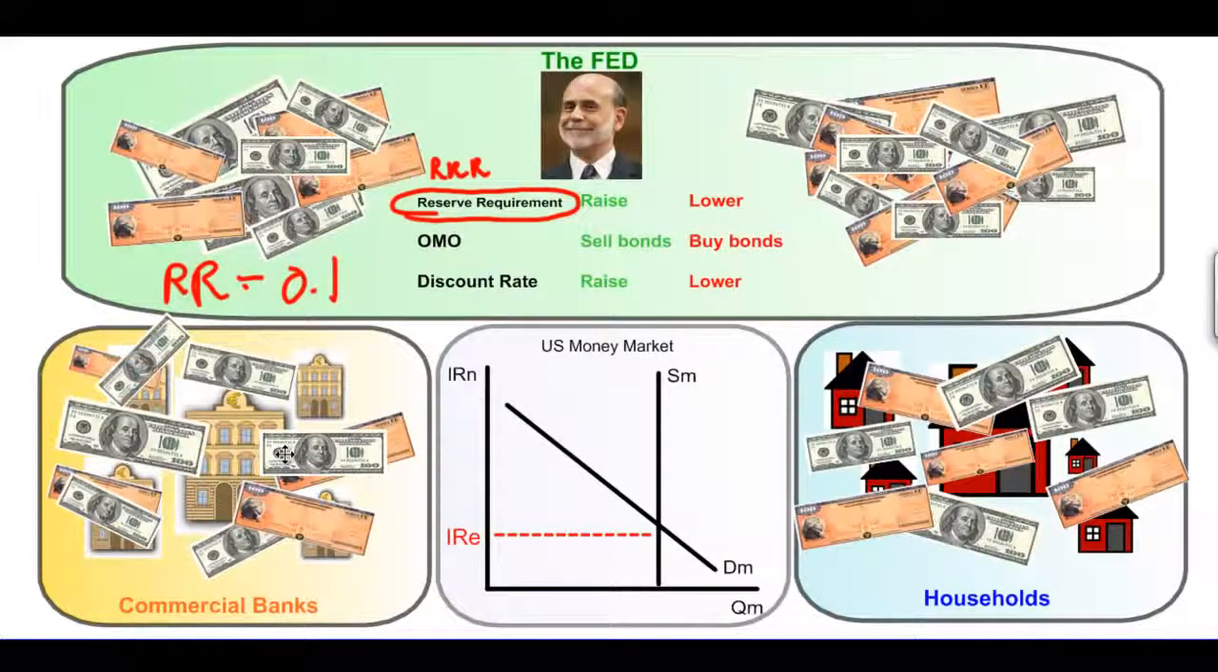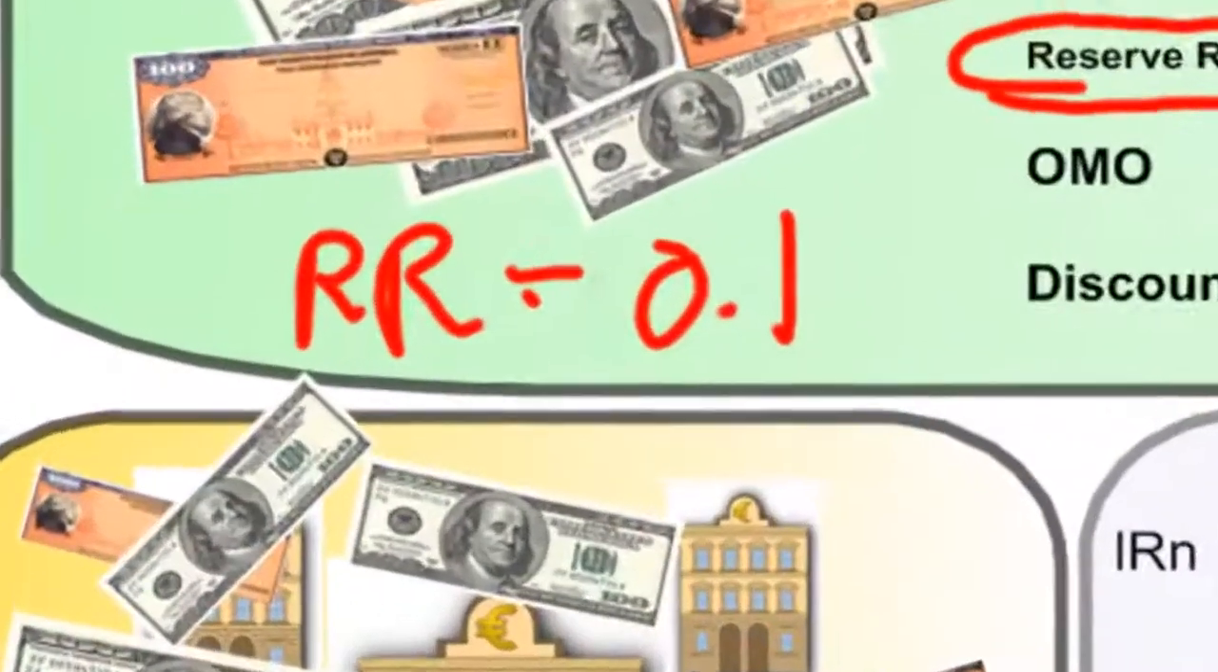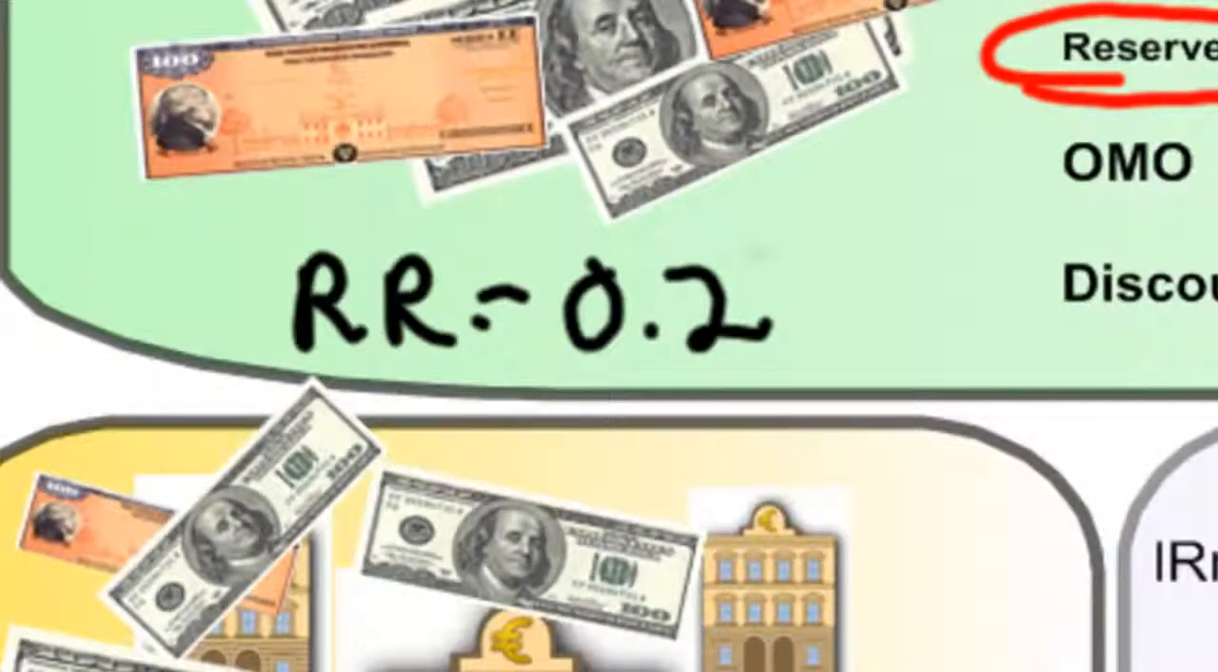Now let's go back to the original reserve requirement of 0.2. What if the central bank wished to decrease the supply of money?